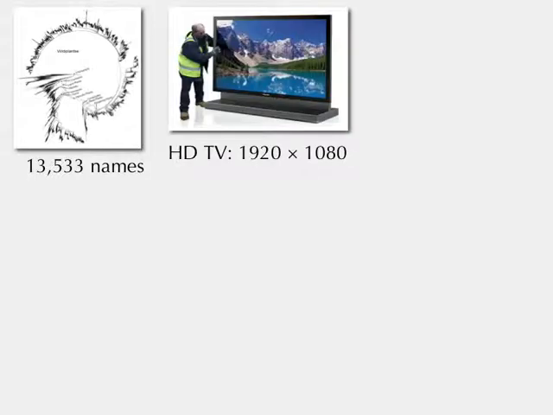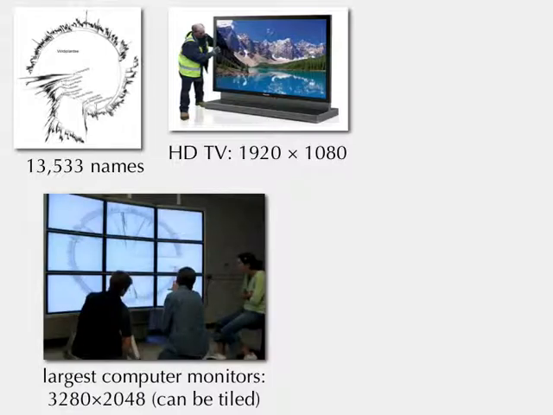Another problem is just looking at the thing. We'll see this in a minute when we start doing our analysis in R. Here's a tree that has 13,533 names. Your fancy HD TV at home has 1920 by 1080 pixels. So are you going to put 8 names in a pixel? No. This is a little dot. There's no way you can look at all that tree on one screen. Sometimes you will tile many screens, but even so, it's still pretty limited.